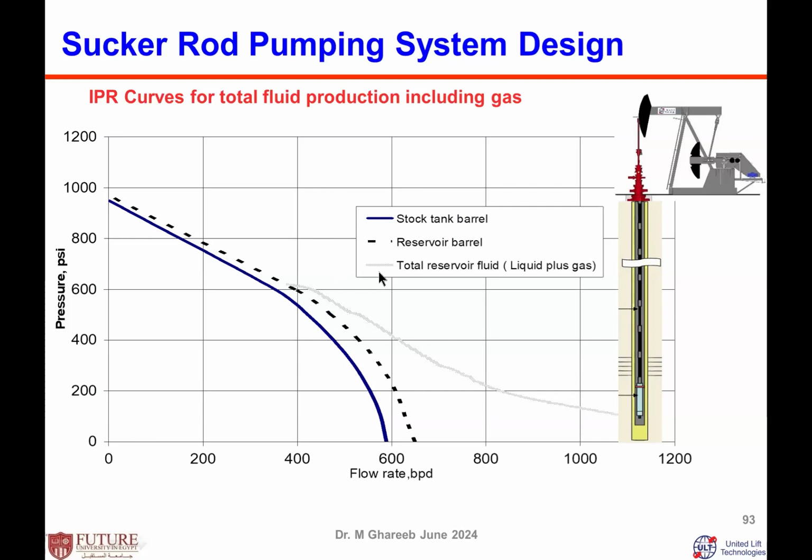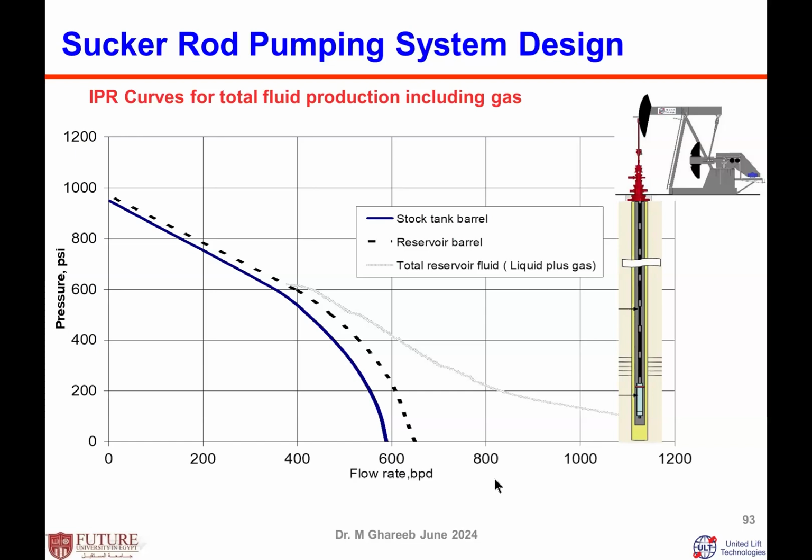Then you have to design based on what? In reservoir barrels per day. If you are producing with a pump intake pressure above the bubble point, there is no gas at the pump intake. But what happens if there is gas at the pump intake? Then there will be a volume of gas, and that volume of gas occupies a part of the pump.